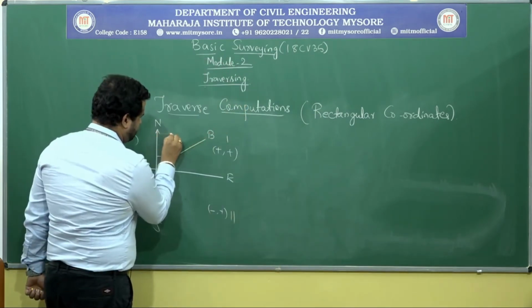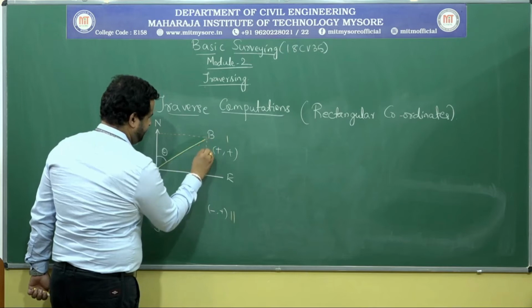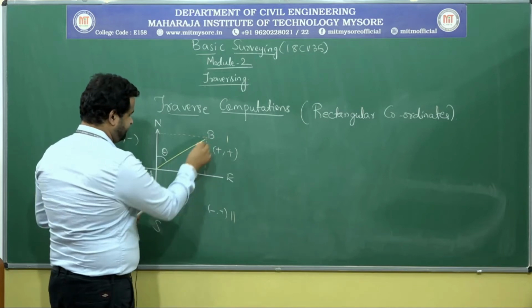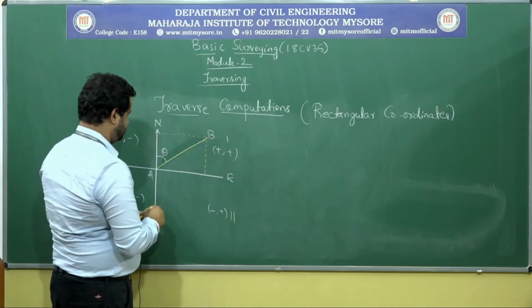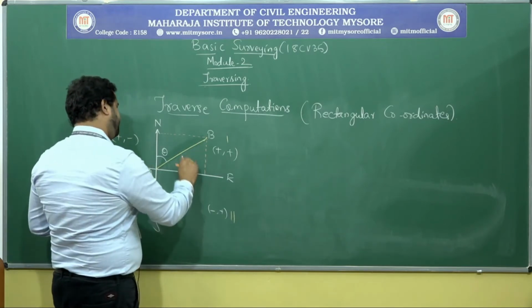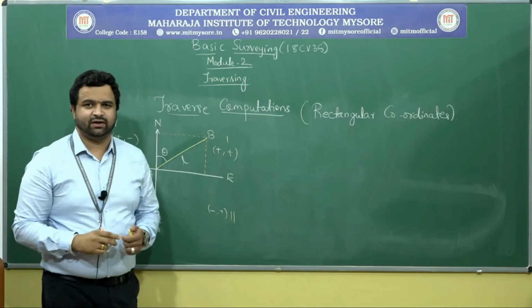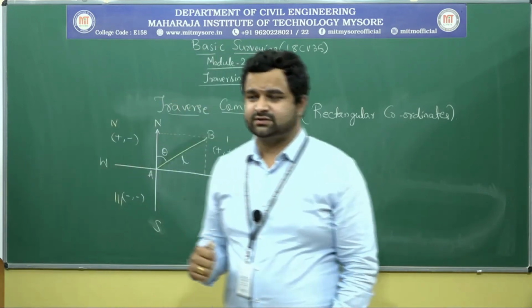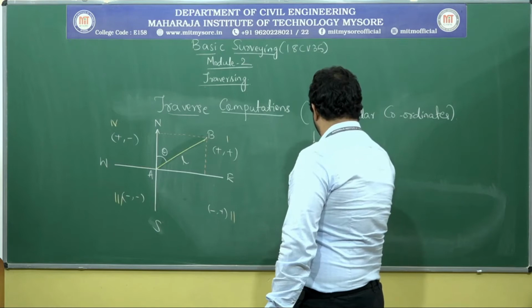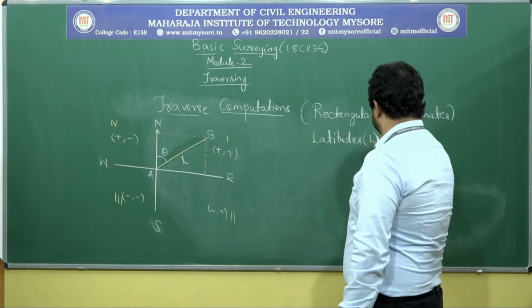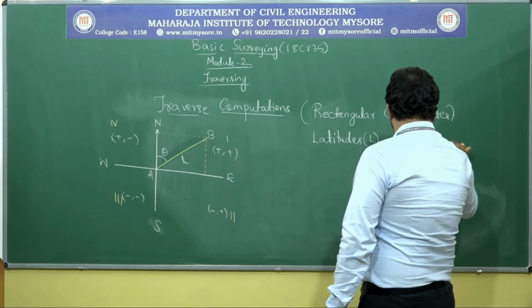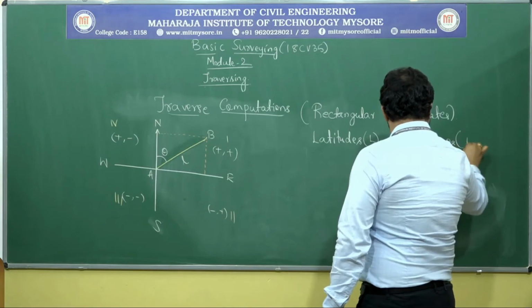Let me join this point in both horizontal and vertical direction for a given line AB, okay, and let the length of the survey line be l. This l is the length of the survey line, okay. Now, how do you express the traverse? It is expressed in terms of latitudes L and departures D.